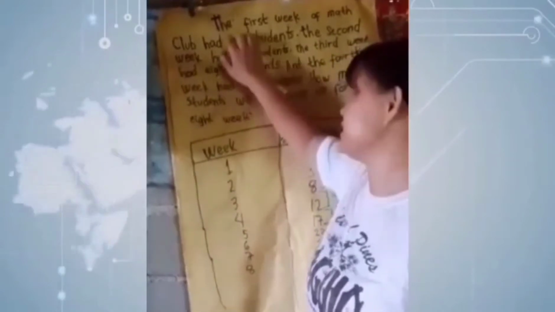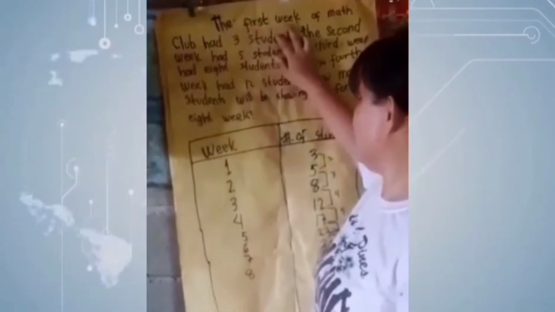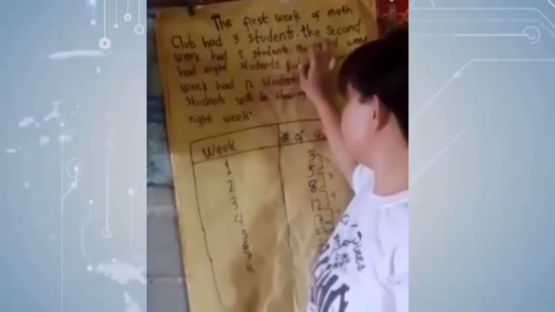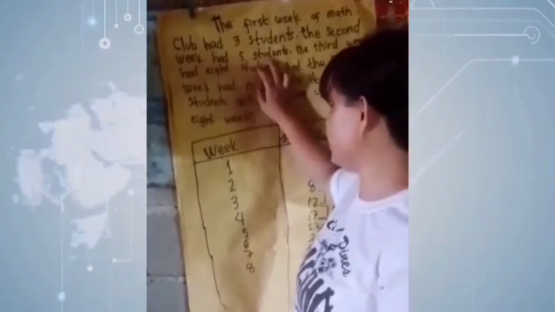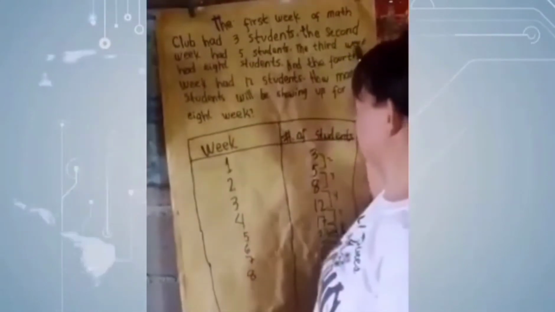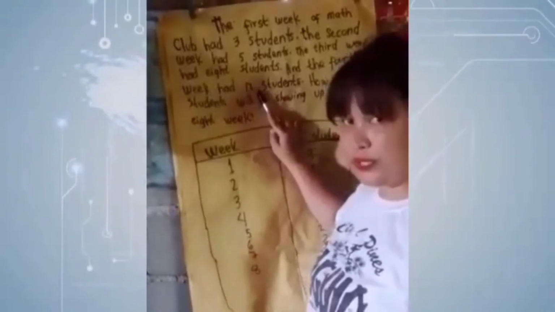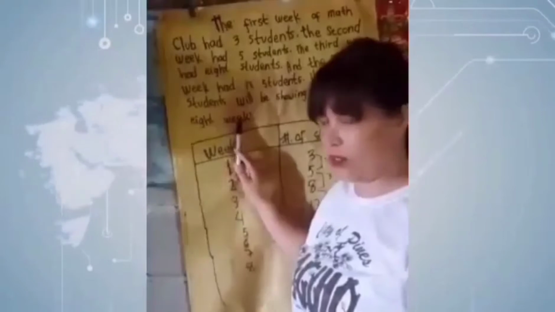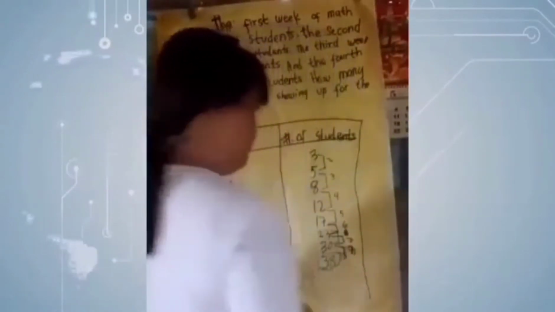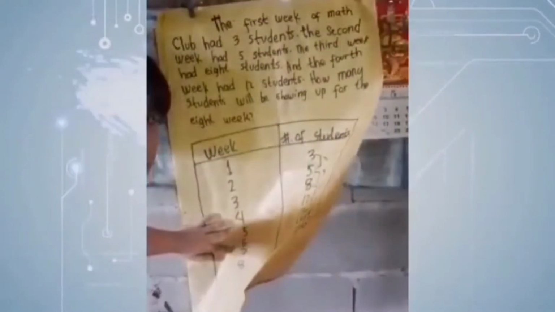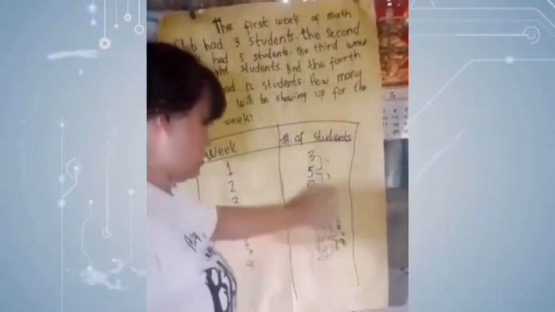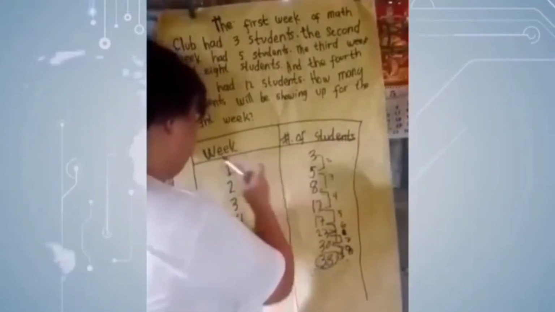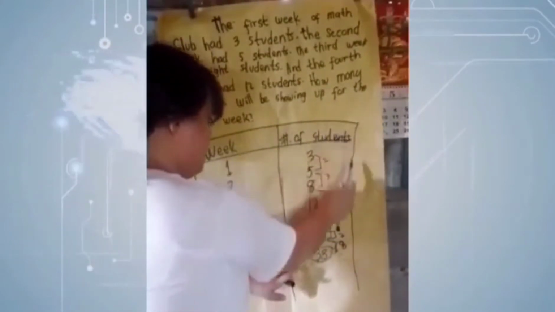First question: the first week of math club had 3 students. The second week had 5 students. And the third week had 8 students. How many students will be showing up for the 8th week? So, today, I draw a diagram. I will discuss it so you can understand why I draw it here.